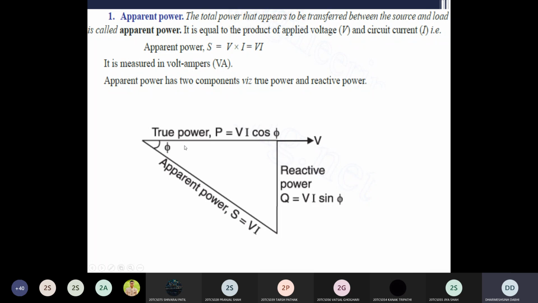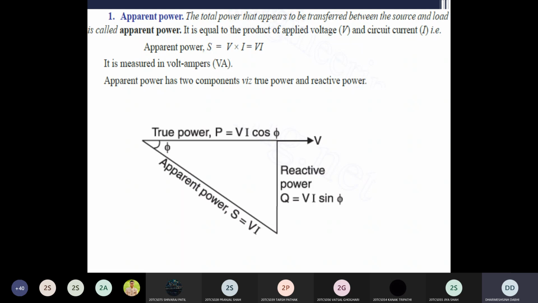Clear? Now the vector summation of this true power and this reactive power makes the total power, or you can say apparent power, which is S is equal to V into I. Clear? So I hope you understand what active power, reactive power, and apparent power are.